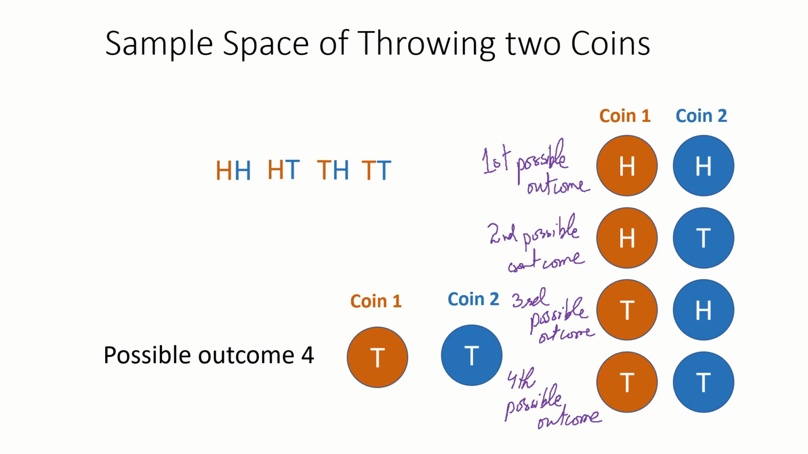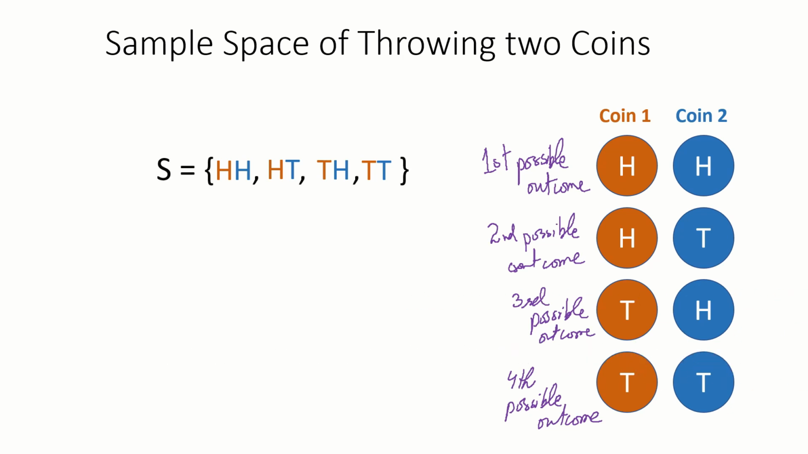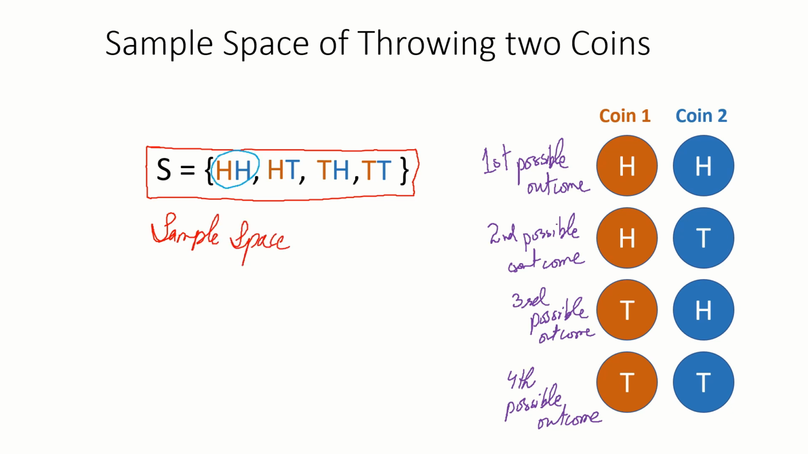These are all the possible outcomes that can happen when you toss 2 coins at the same time. Therefore, the sample space of throwing 2 coins consists of the elements head, head, head, tail, tail, head, and tail, tail. Head, head is one sample point, head, tail is another sample point, and likewise tail, head is a sample point, and tail, tail is another sample point.